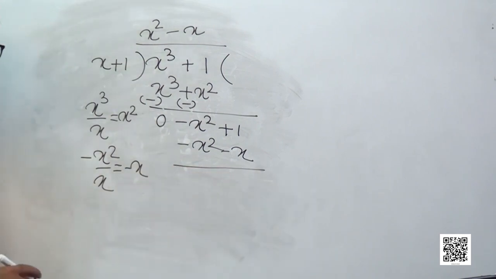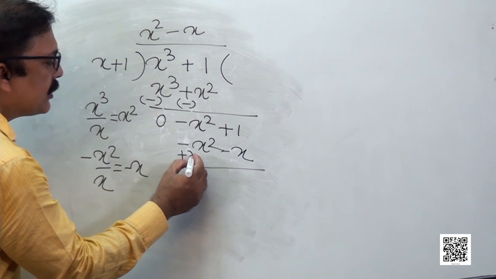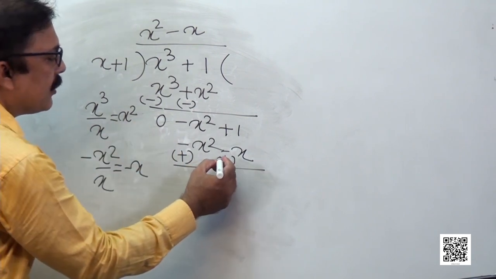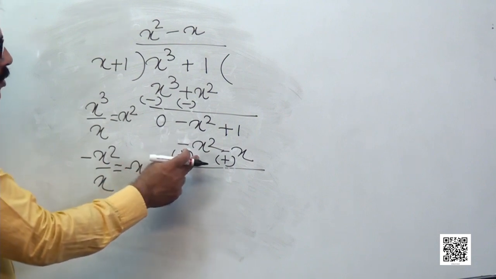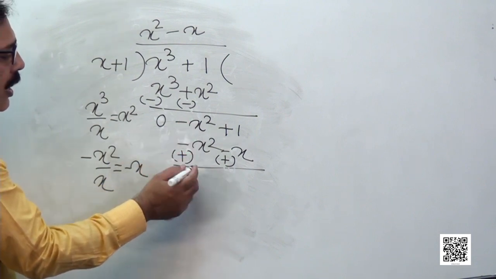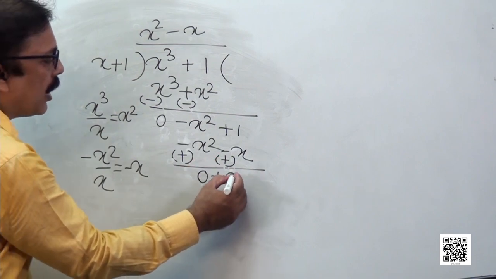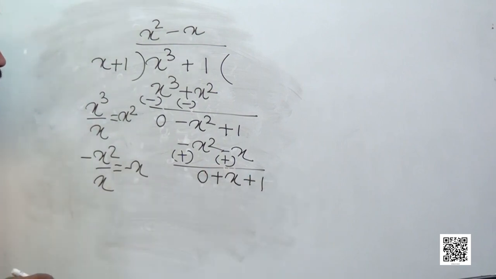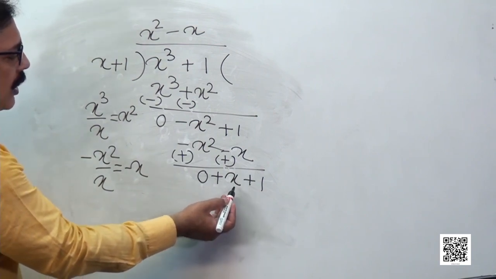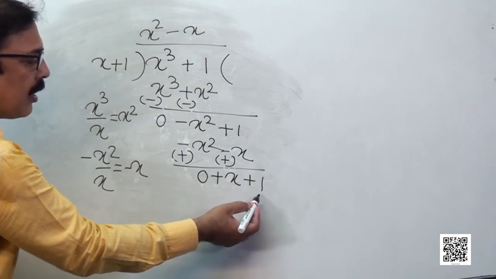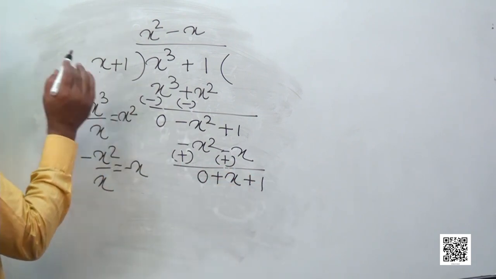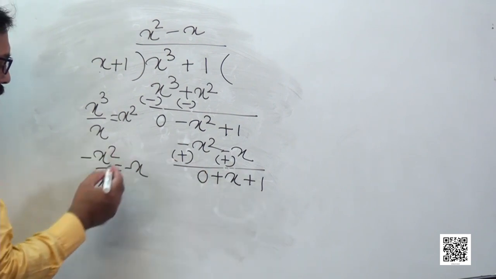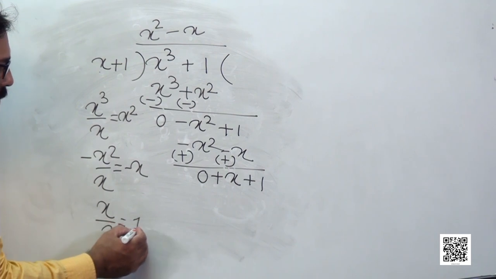Now again we have to subtract it. If we subtract, then change the sign. That is, the minus sign becomes plus sign here, and here also the minus sign becomes plus. Now we have minus x square plus x square, that is 0, and plus x plus 1. Now to get the third term of the quotient, we divide the first term of the new dividend x plus 1 by the first term of the divisor, that is x by x, that gives 1.